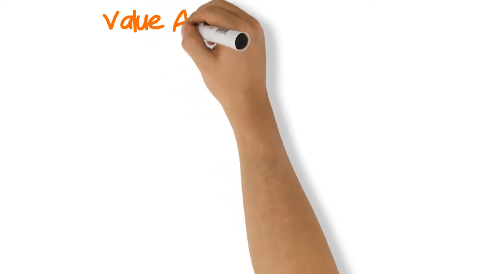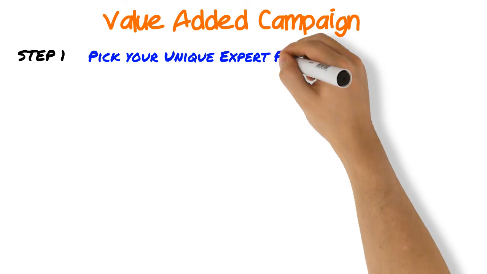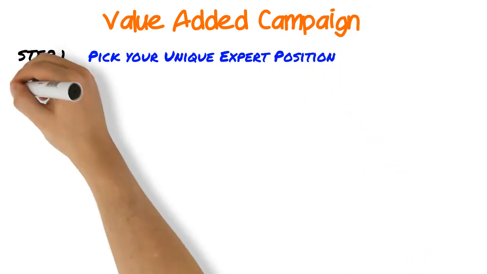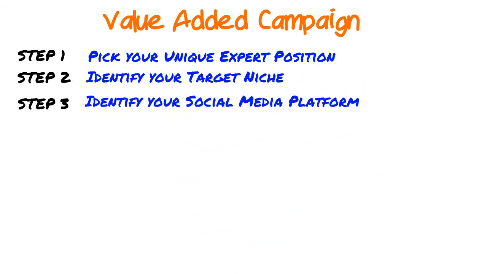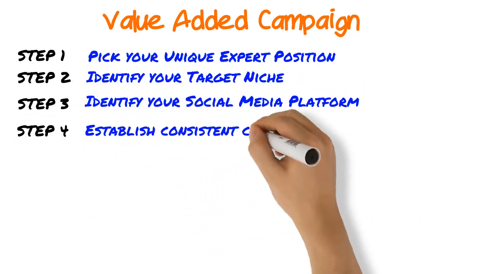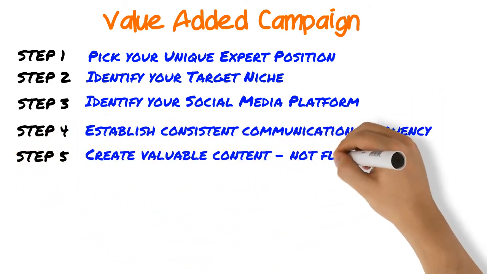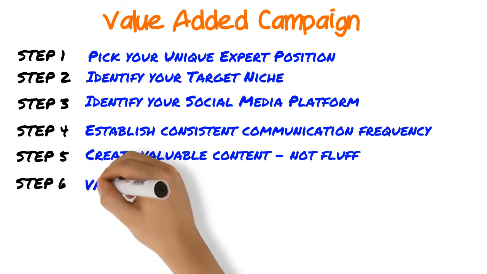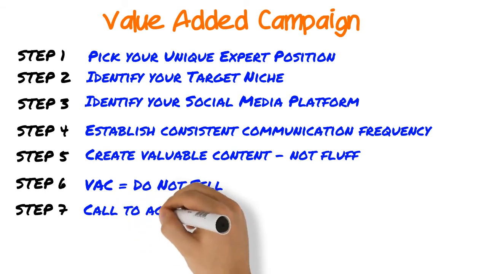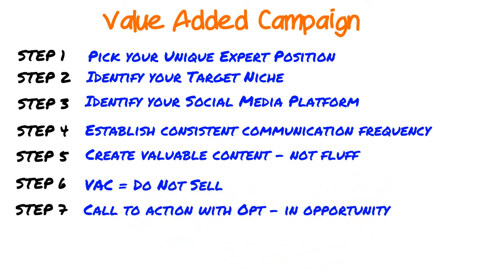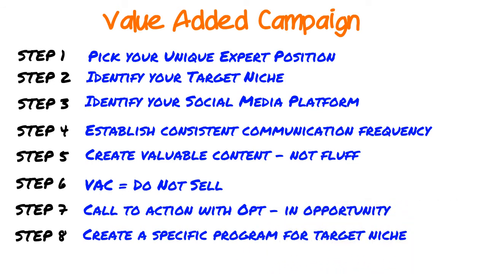Okay, just to sum up again, those 8 steps. First one, decide what you can deliver or teach, or more specifically, pick the thing that represents your unique expert position. Number 2, identify your target market. Number 3, identify your social media platforms. Number 4, establish a consistent communication frequency. Number 5, create valuable content, not just fluff. Number 6, create a value-added campaign, don't sell. Number 7, establish a call to action with opt-in to build your list. And then number 8, create a program specifically for your target market so that you can then create a relationship.